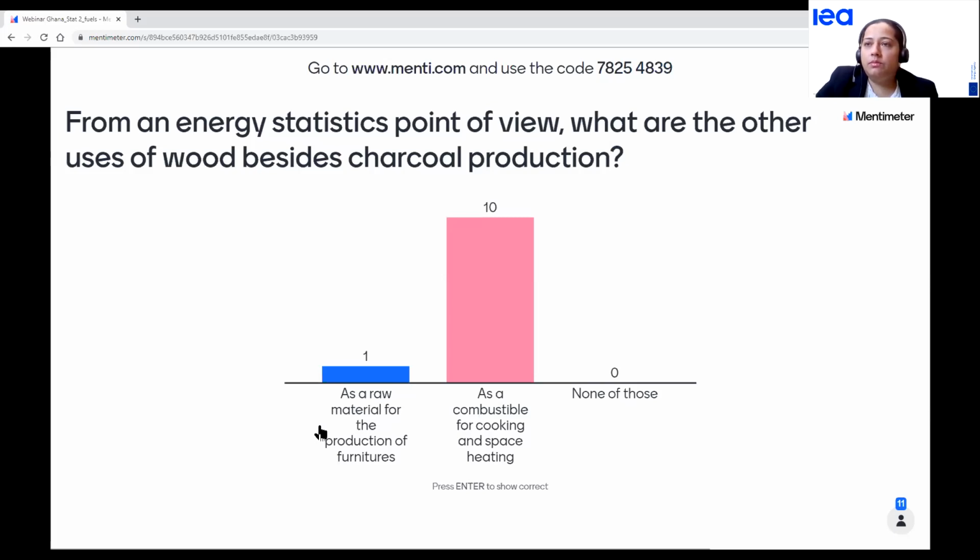And here, most of you got it right. So from an energy statistics point of view, we report only as combustible for cooking and space heating. And for raw material for the production of furniture, no, it's not in the scope of energy statistics.